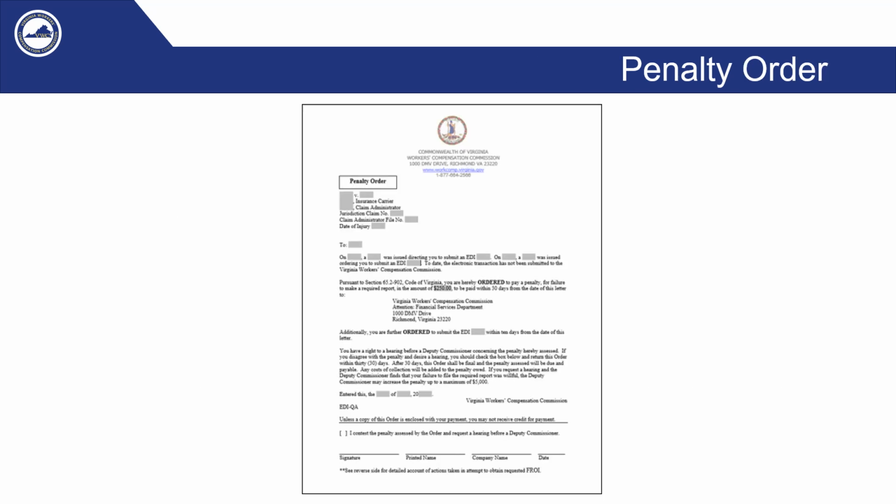This is the penalty order. It provides what letters were issued and the dates they were issued. The fine amount and the transaction must still be filed. If you contest the fine, sign it at the bottom and send it back. There is a second page to this and that also provides additional details to actions taken on the claim on our end to have the request complied with.